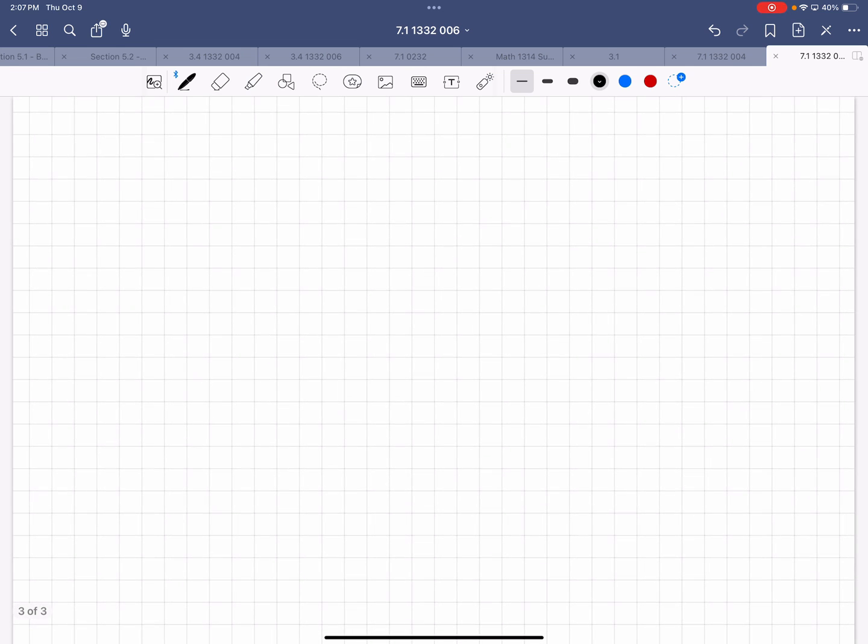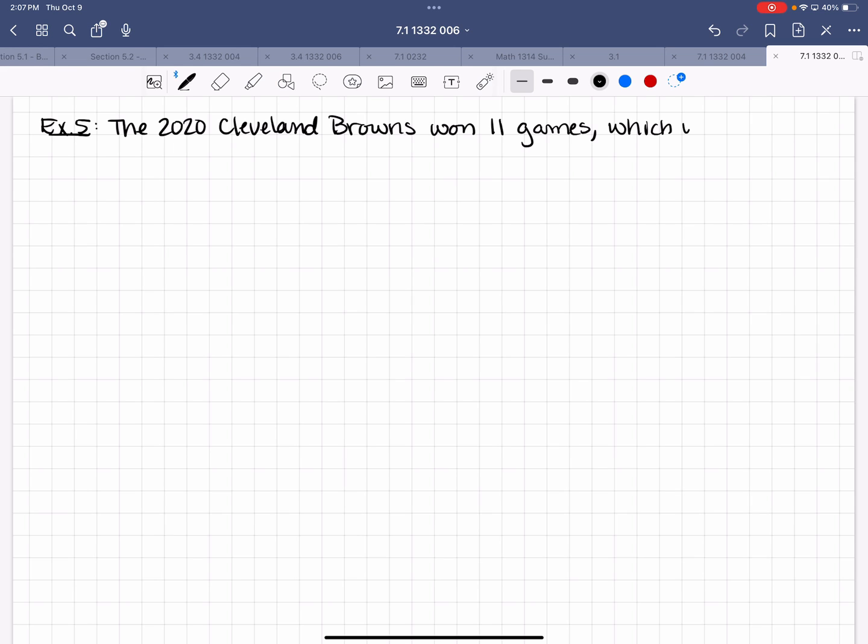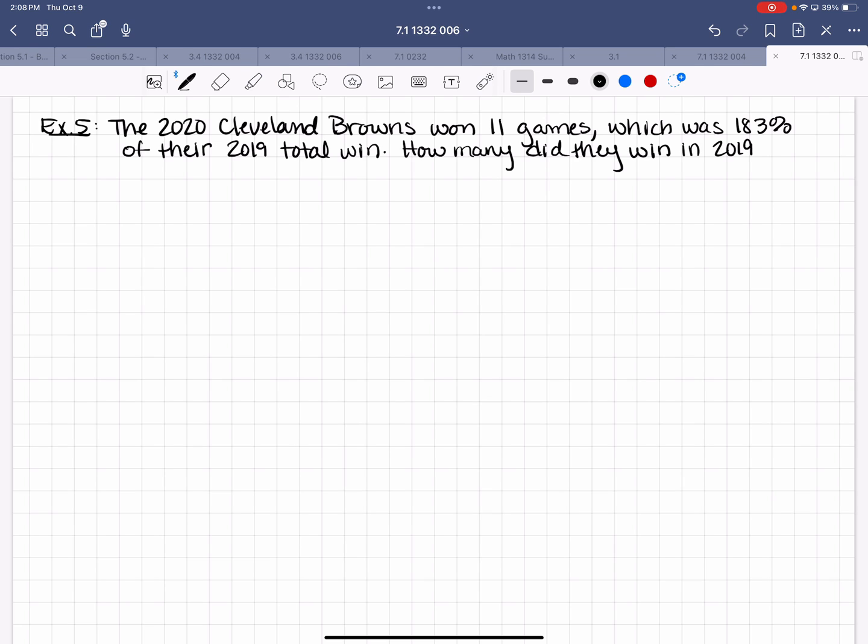Example 5. The 2020 Cleveland Browns won 11 games, which was 183% of their 2019 total win. How many did they win in 2019?